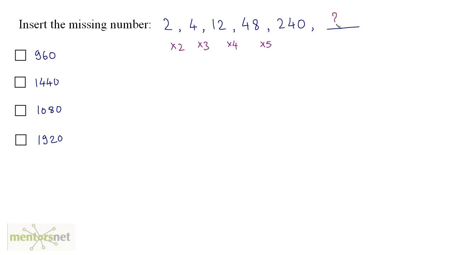So what should be the number next to 240? Well, it should be 240 times 6, isn't it? And 240 times 6 is 1440, right? So this is our missing number, and that is option B.